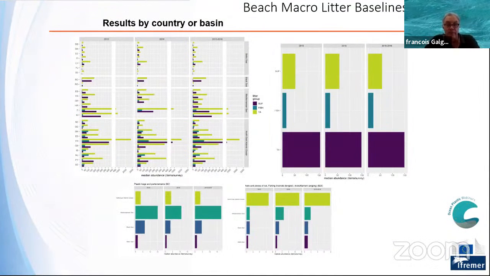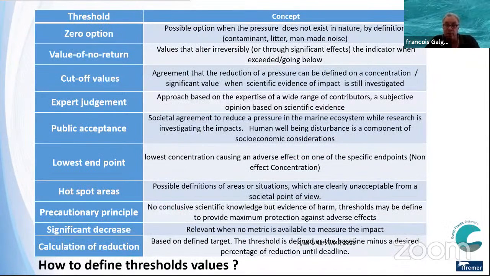And if you go to results by country or basin, you will see that the baseline could be very different from one area to another. So it's quite complicated to set up when you consider global monitoring, and whether we need one baseline only or different baselines for the different areas. This is especially true when you consider thresholds and the different concepts.